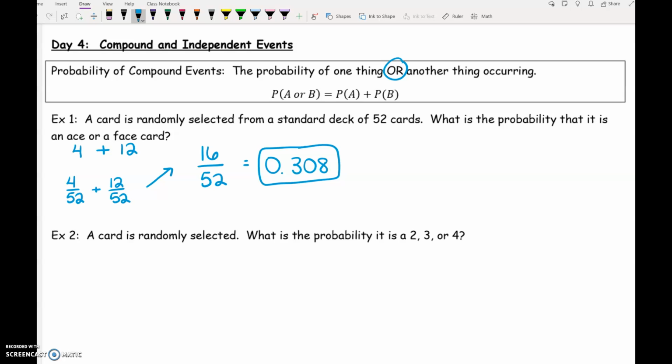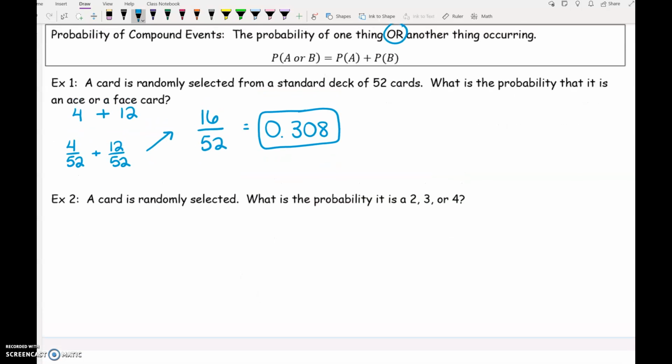The thing that you really have to worry about is, what if it says, what is the probability that it is a queen or a face card? What's the problem with that? A queen is a face card. So then you can't use duplicates. You can't say 4 out of 52 plus 12 out of 52 because then you've counted the queens twice. So you just have to make sure that you're not counting things twice.